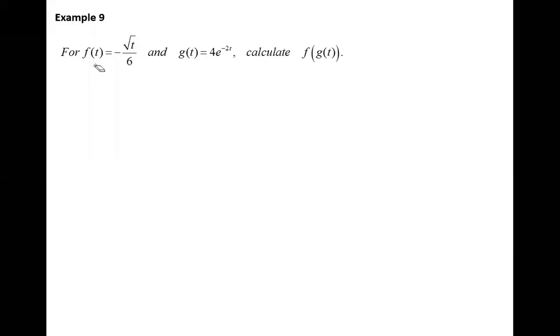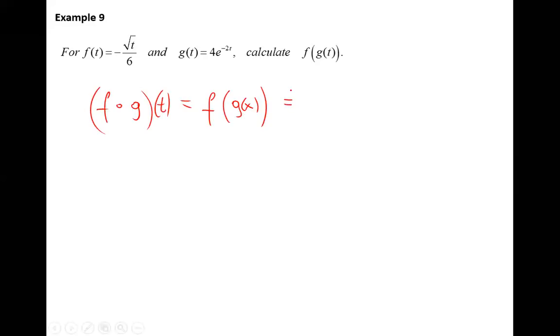We do have a function f of t defined as negative root t over 6. We have g of t defined as an exponential function, 4 times e to the power of negative 2t. And now we have to calculate f of g of t. You may see this notation, which means exactly the same. f is composed with g; g is the inner function and its output goes into the f function.